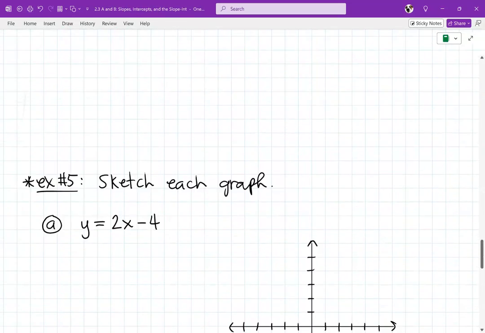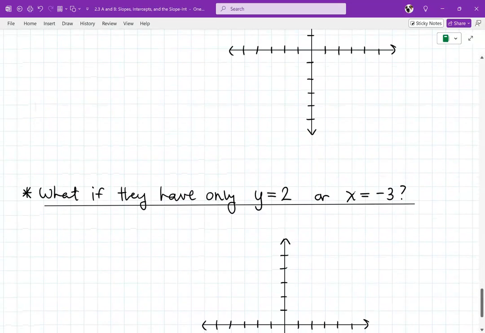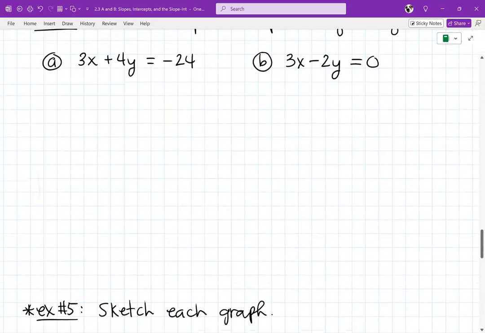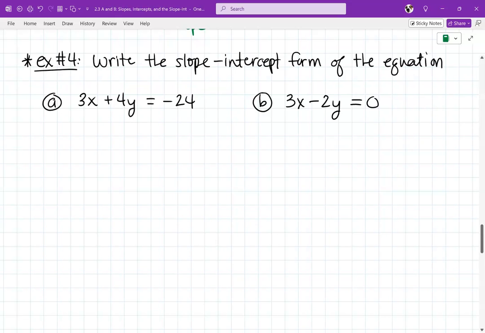Let me just check something. I think these are the last ones, and yeah, okay. So these don't take very long, thankfully. A and B. I just want to write the slope-intercept form. In other words, I just want to solve for y. I don't want to graph it. Just solve for y. Okay?